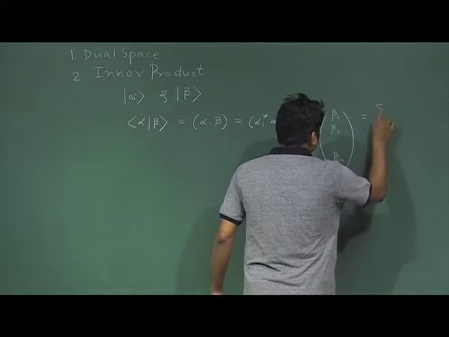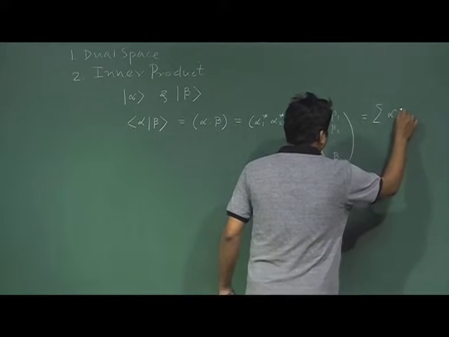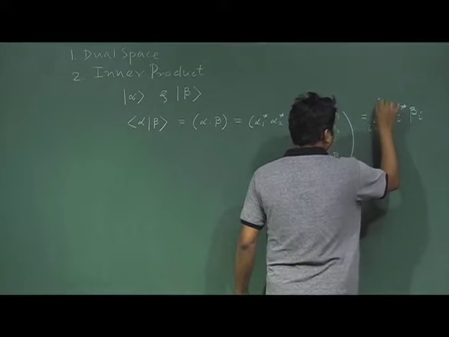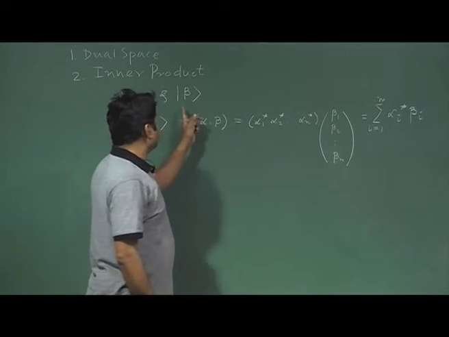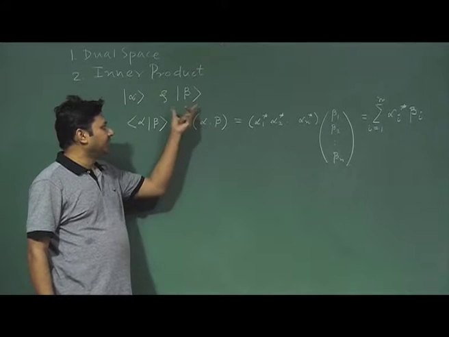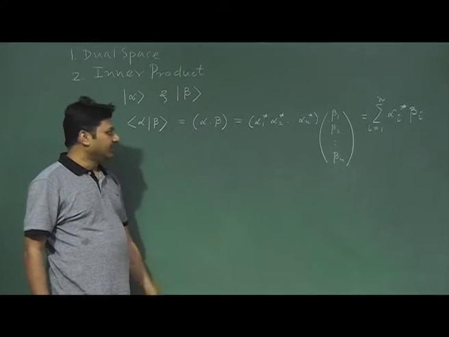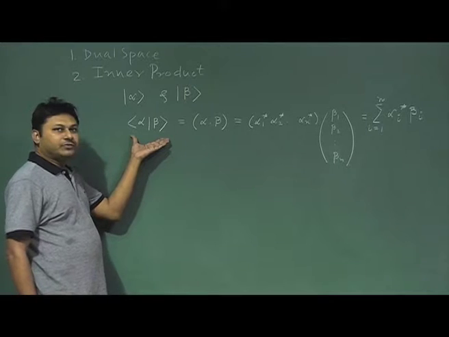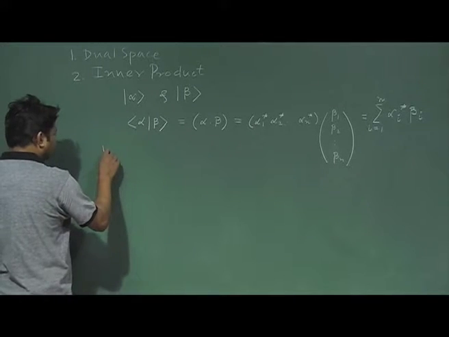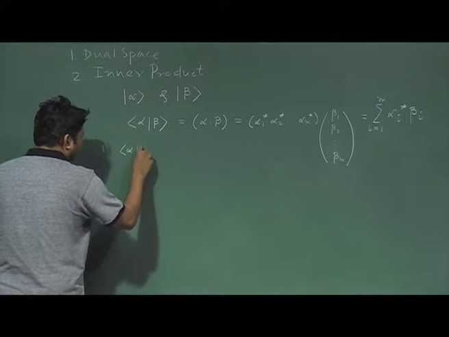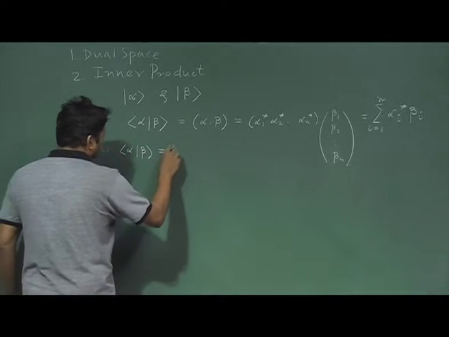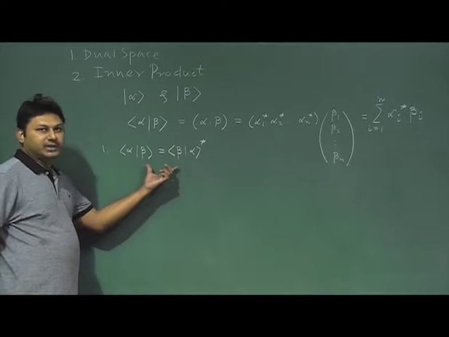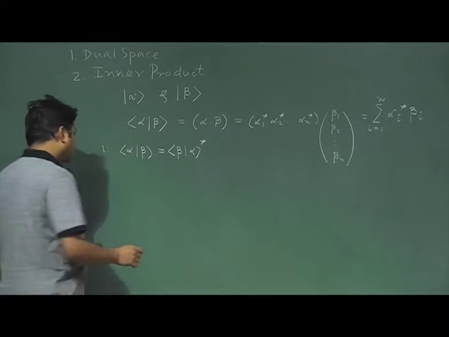This is nothing but this quantity, the sum of alpha i star beta i, i going from 1 to n, if the vector space has a dimension of n. This is not a new thing. Now this inner product follows a few properties. For example, (alpha, beta) is equal to (beta, alpha) star, which we have already proved in our previous class.